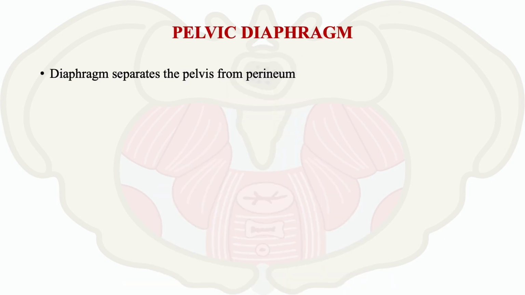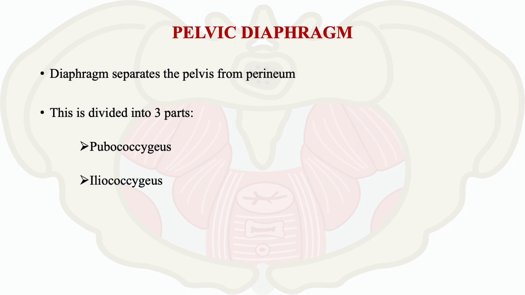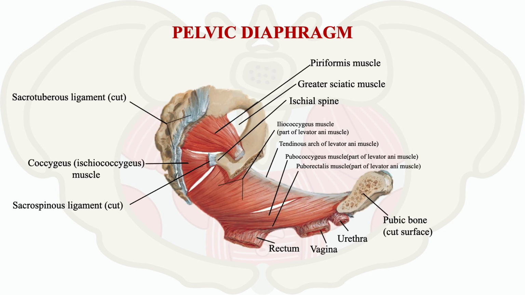So when I say pelvic diaphragm or pelvic floor, it separates the pelvis from the perineum, and it is basically divided into three parts: pubococcygeus, iliococcygeus, and ischiococcygeus. Now this is a lateral view whereby in this picture you can see the pelvic floor.